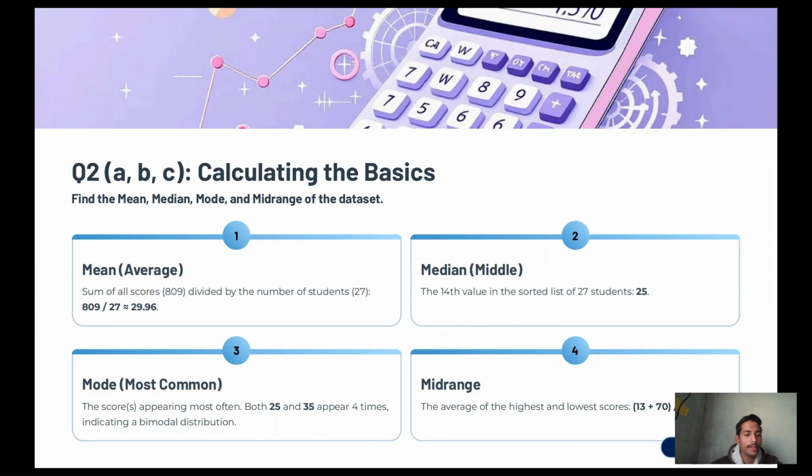We calculate the basic central tendency measures. Mean: we sum all scores, which is 809, and divide by 27, giving us an average of 29.96. Median, the middle value, which is 25. Mode: the most frequent scores are 25 and 35, making this a bimodal distribution. Mid-range, the average of the highest and lowest, is 41.5.